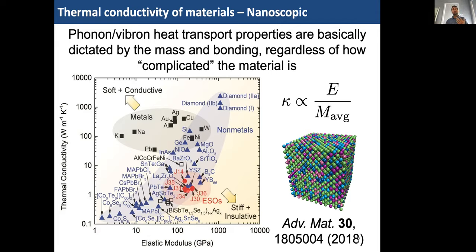So there's a lot of tricks that you can play with nanoscale engineering to move up and down the thermal conductivity curve. So what I want to talk about for the rest of the talk are the implications of defects and interfaces on not only the thermal conductivity of materials, but the thermal processes or the thermal management of devices.